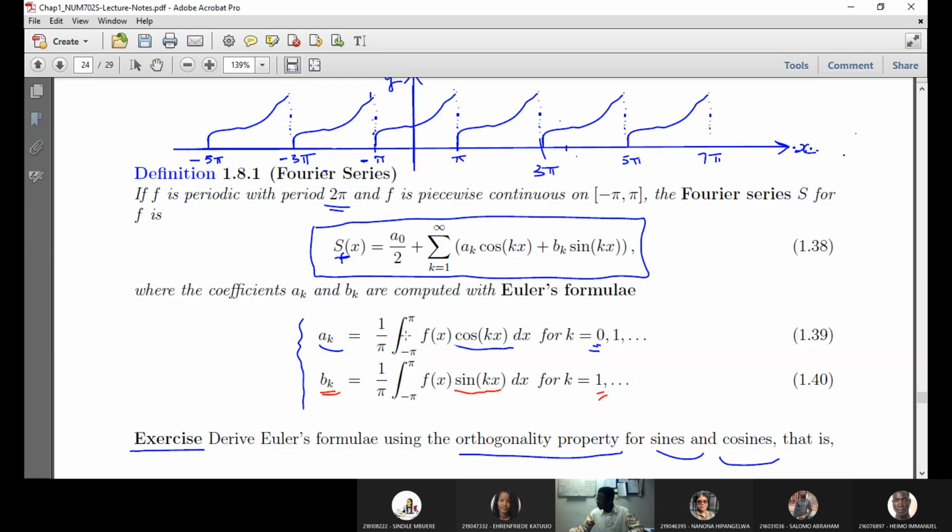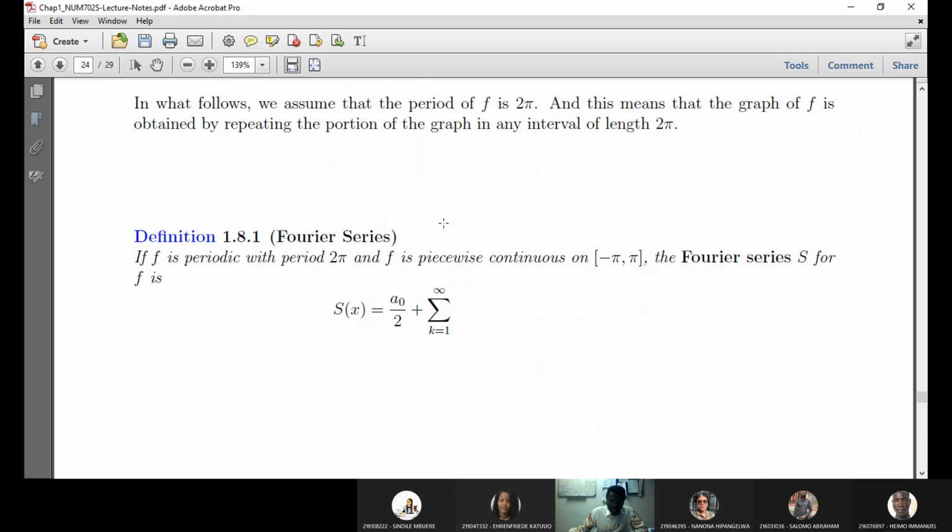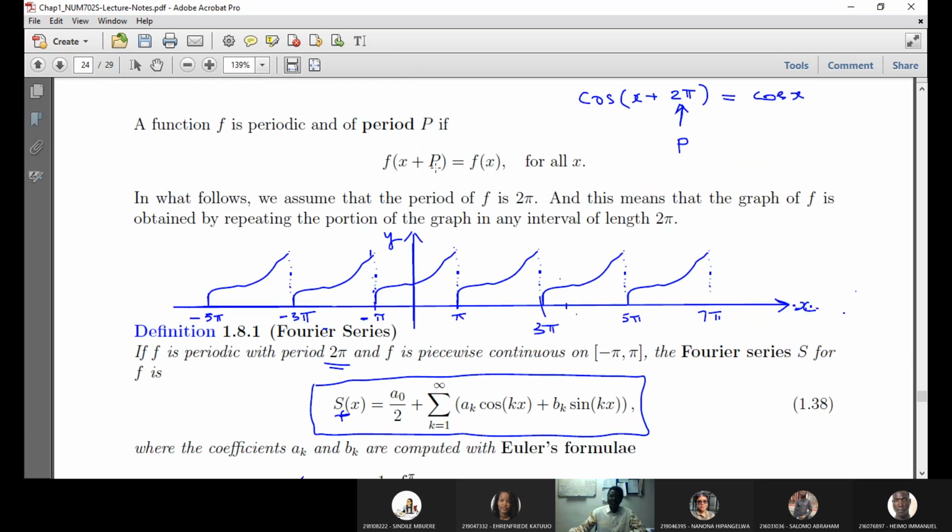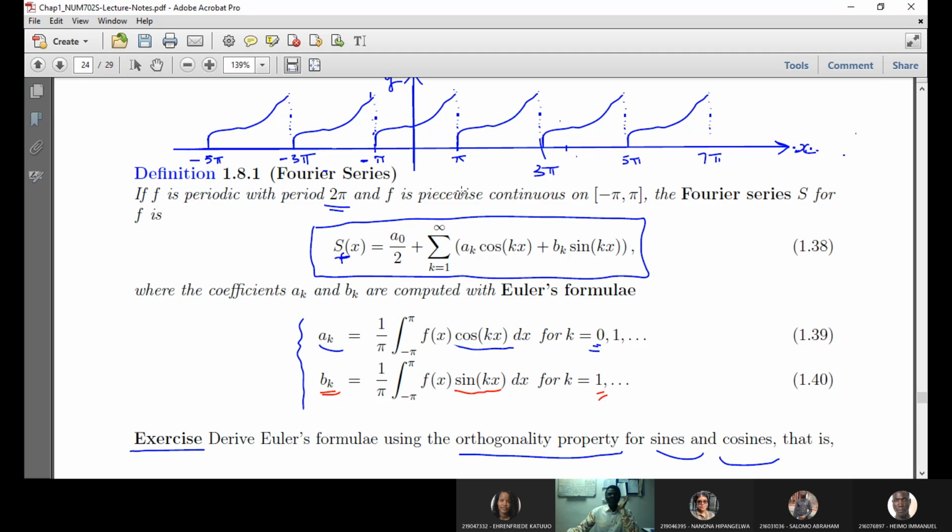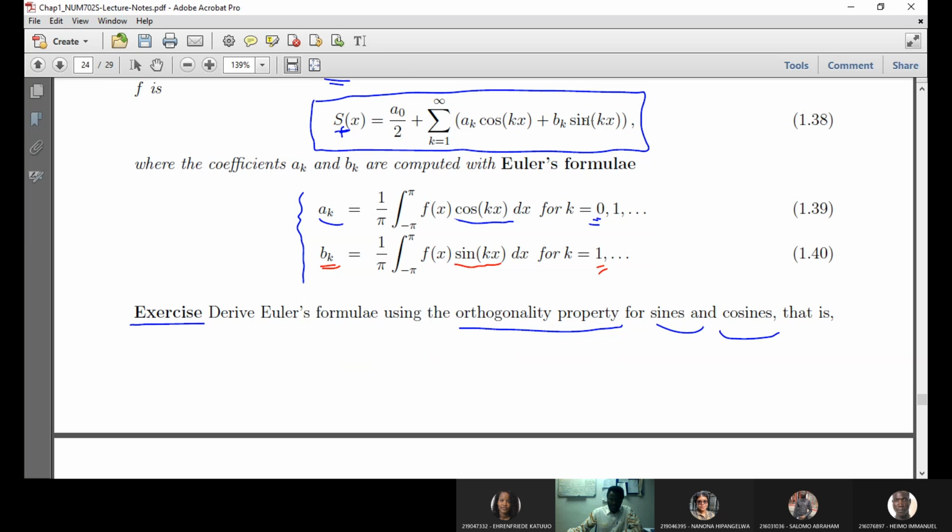But as I told you, this formula can be generalized to a Fourier series for a periodic function of period T or p. In our case, we call it p, but generally the period is denoted by capital T or p. It doesn't matter. So if the function is of period 2π, this is the formula for the Fourier series.